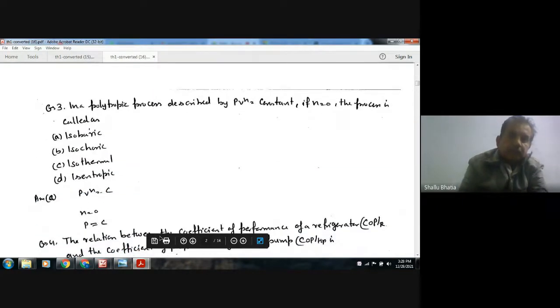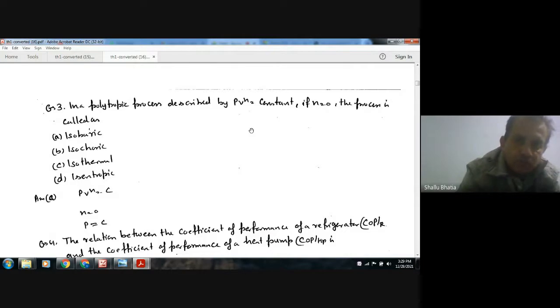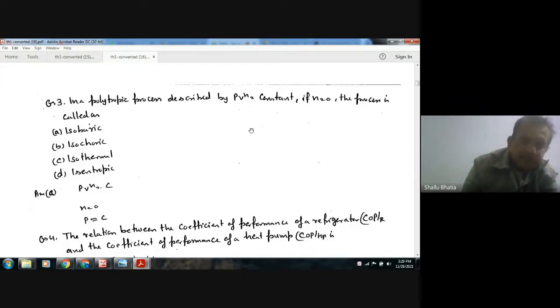Question number 3: in a polytropic process described by PV to the power n equal to constant, if n is 0, the process is called A, isobaric, B, isochoric, C, isothermal, D, isentropic. For a polytropic process, PV to the power n is constant. Now n is 0. If n is 0, then we have P is equal to constant. So it is an isobaric process. Option A is the right answer.